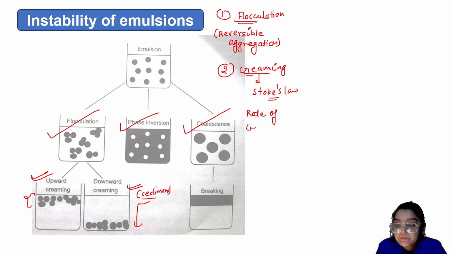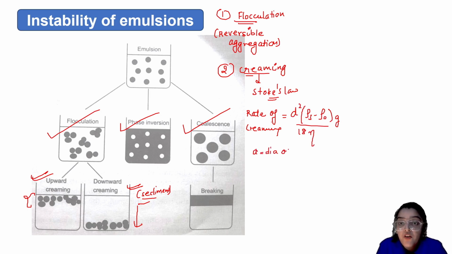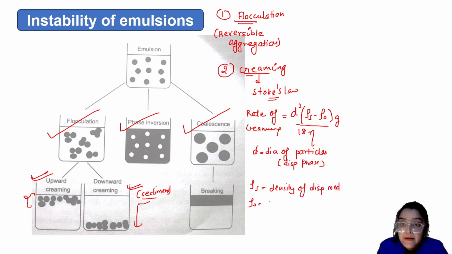Rate of creaming is equal to d square (rho s minus rho naught) g upon 18 eta, right? So the d is the diameter of particles in the dispersed phase. Alright, this rho s will be the density of dispersion medium, rho naught will be the density of dispersed phase, and eta will definitely be viscosity, and g will be your acceleration due to gravity.